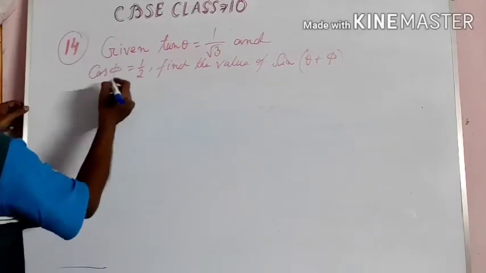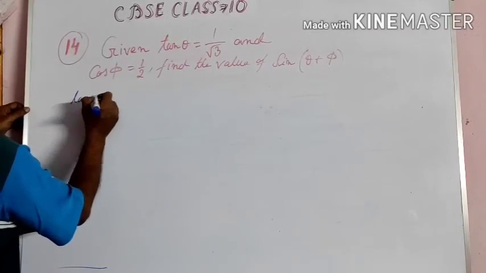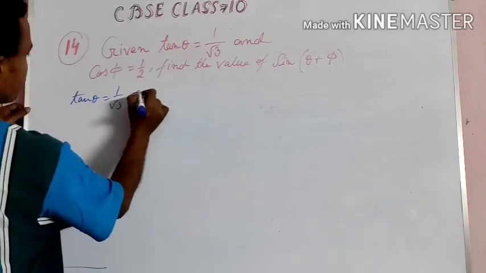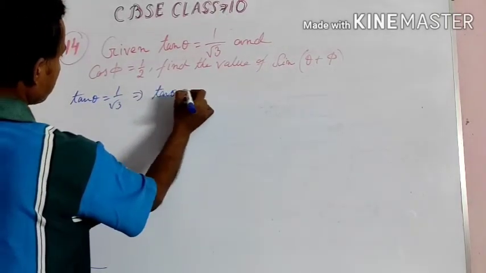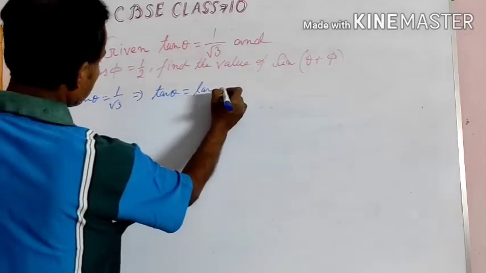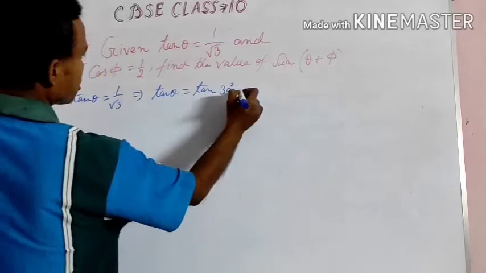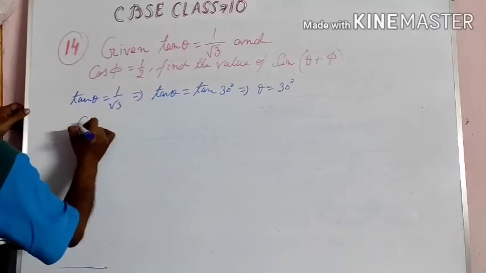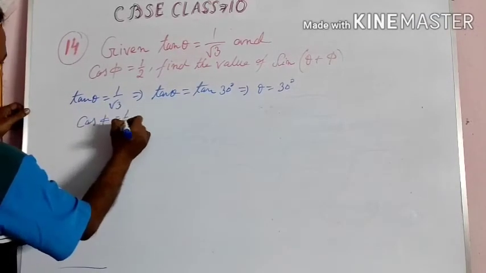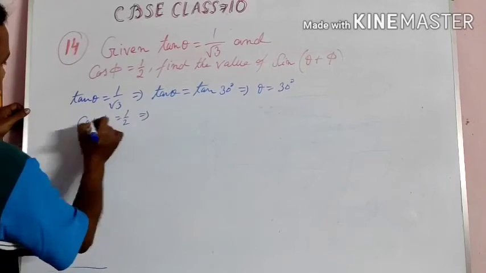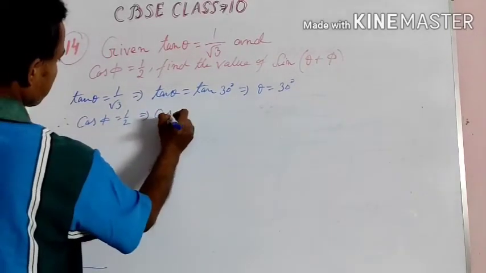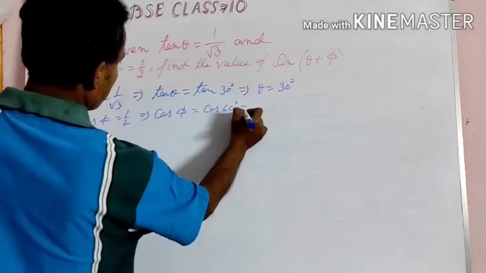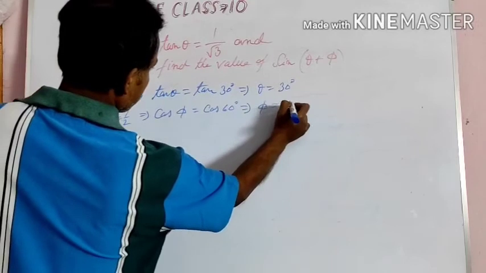Here tan theta is equal to 1 by root 3. So tan theta, 1 by root 3 means tan 30 degree. That is theta is equal to 30 degree. Or cos phi is equal to half, or cos phi is equal to cos 60 degree, or phi is equal to 60 degree.